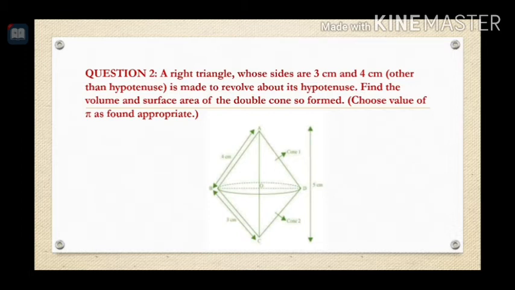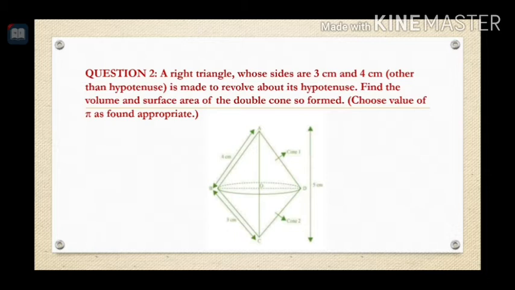Now question number 2. A right triangle whose sides are 3 cm and 4 cm, other than the hypotenuse, is made to revolve about its hypotenuse. Find the volume and surface area of the double cone so formed. Choose the value of pi as found appropriate.